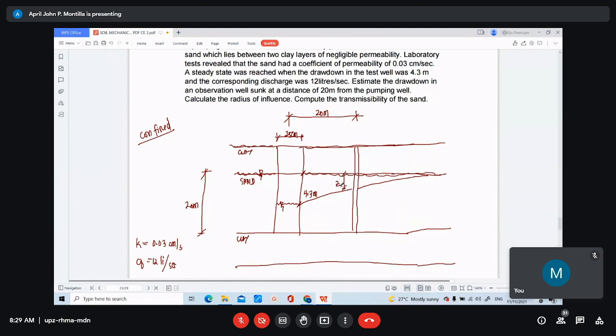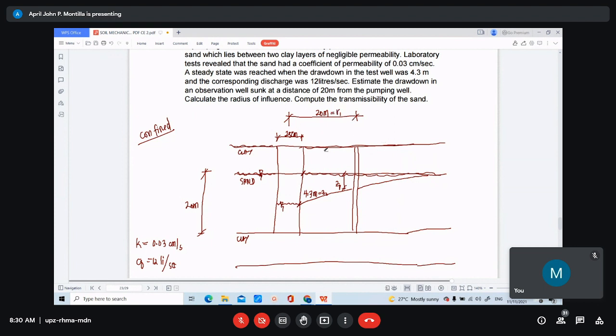What is that Z? Assume natin Z1 yun kasi mas malayo siya sa center line ng test well. Etong drawdown dito, sa gilid ng test well, that will be your Z2. Kasi nga, mas malapit yung drawdown na yan sa test well kasi nandun sa test well. Etong 20 meters, that is R1 kasi mas malayo yan sa test well.